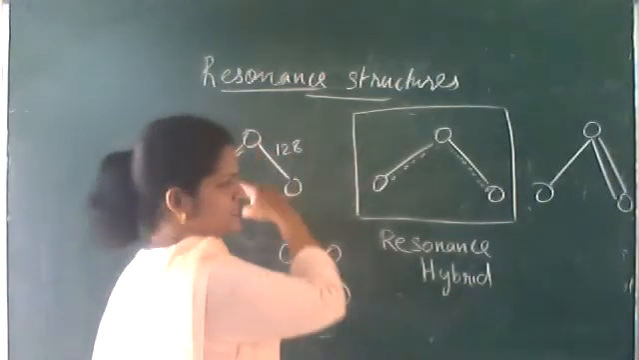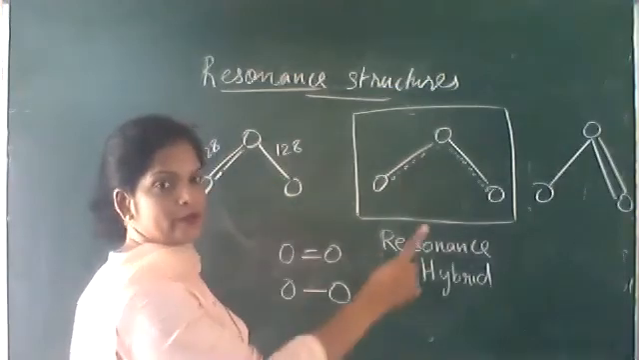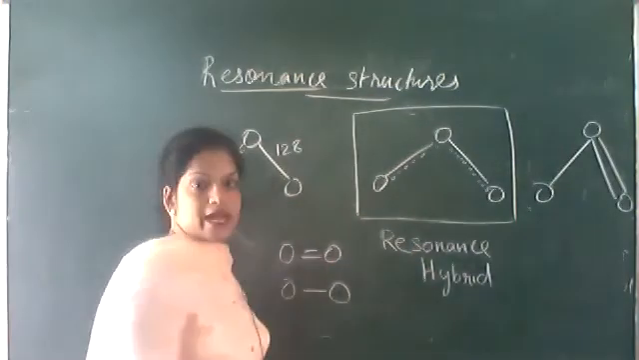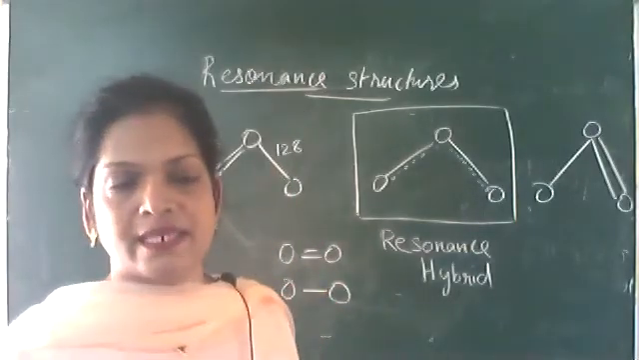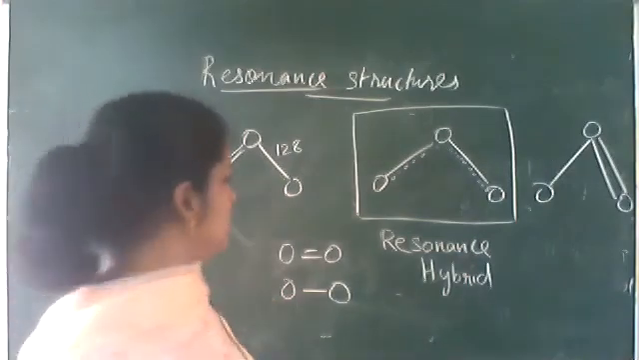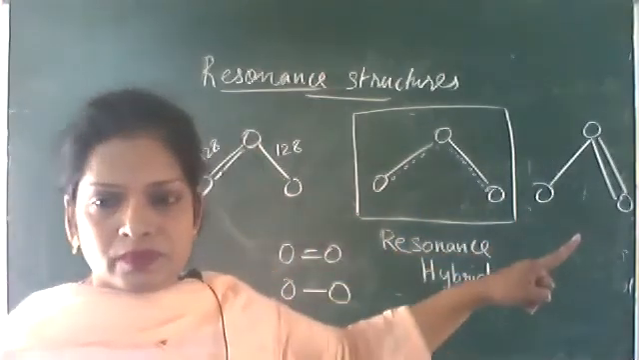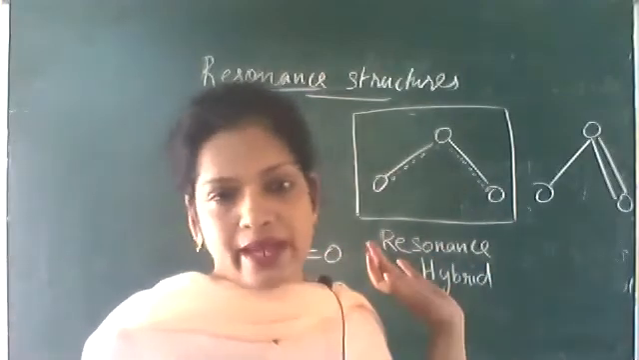And these are called resonance structures, or canonical forms. This is the resonance hybrid, and the resonance hybrid has the lowest energy as compared to the canonical forms. So among these two, which has the lowest energy? Both have the same energy.